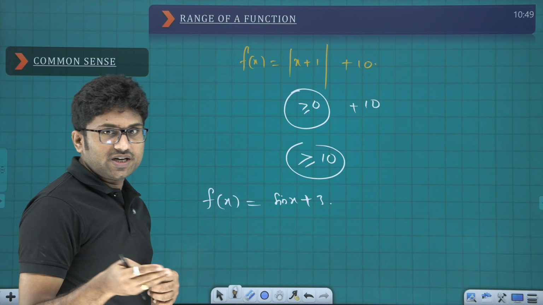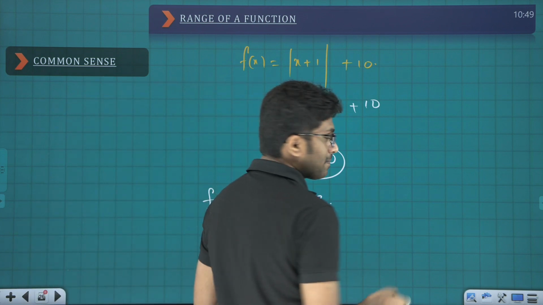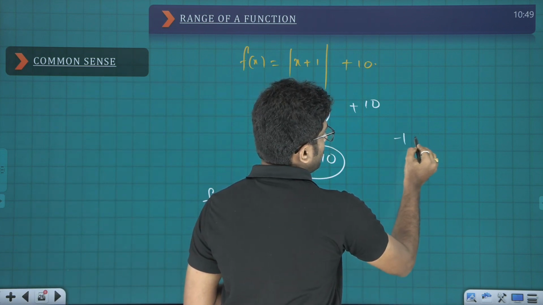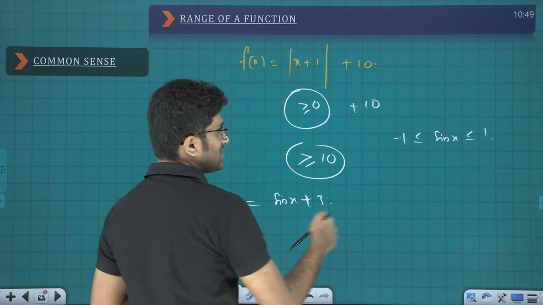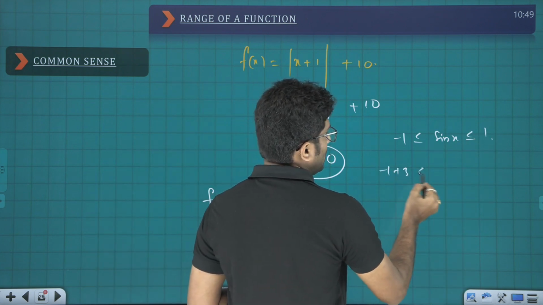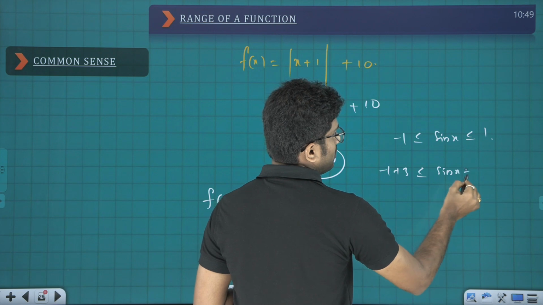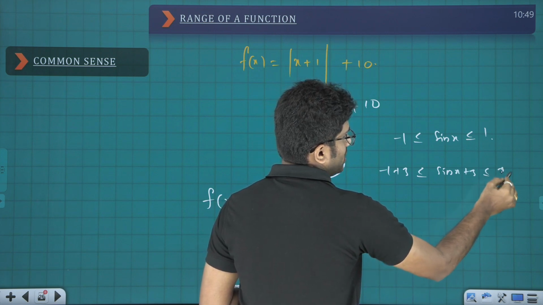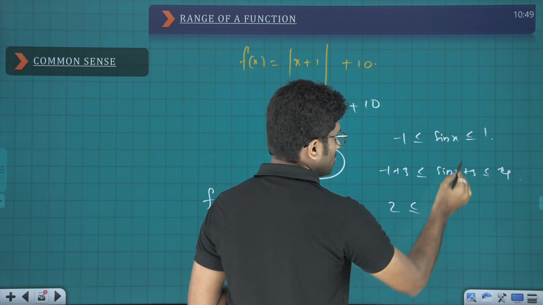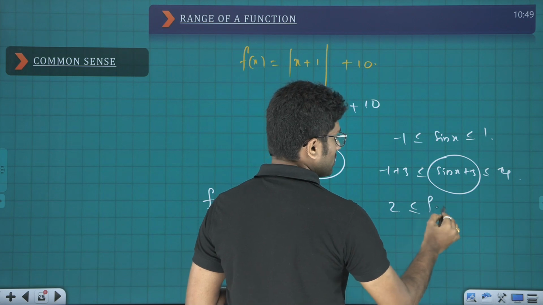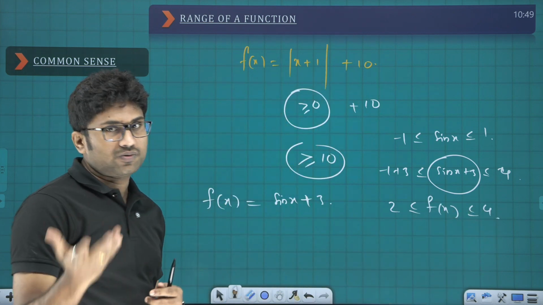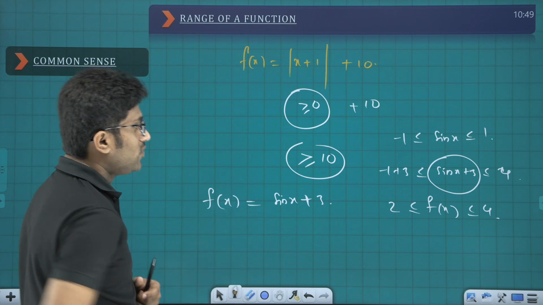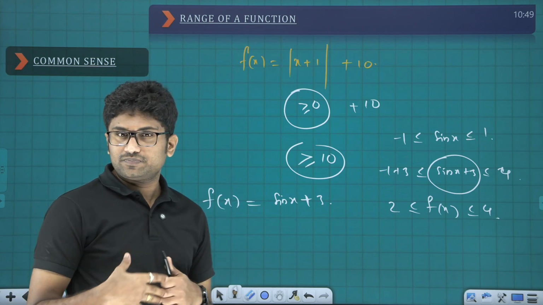We know the range of sin x. Sin x will always be from minus 1 to plus 1. Minus 1 less than or equals to sin x less than or equals to 1. We just add 3: minus 1 plus 3 less than or equals to sin x plus 3 less than or equals to 1 plus 3, which is 4. So 2 less than or equals to sin x plus 3, which is our f of x, less than or equals to 4. See, now the range of f of x is from 2 to 4. Such cases we do by using common sense.